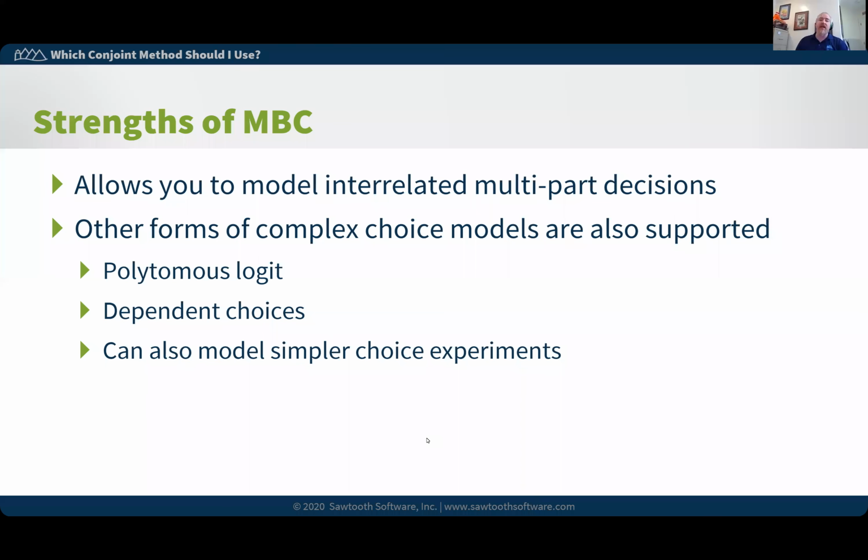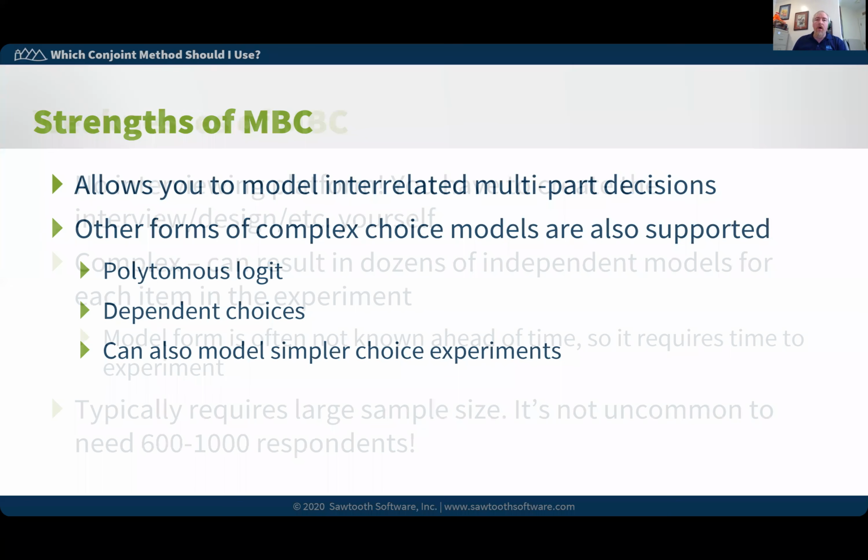So strengths of MBC is it allows you to model interrelated multi-part decisions. So any complex choice model is supported. So you can do polytomous logit, you can do dependent choices where I choose A and then I choose the features B, C, and D that I add to it. I can also model simple choice experiments. So I could take a CBC that I've worked on and maybe I need to make some modifications to it, or I changed the question up above, and I can take that into MBC and model it.